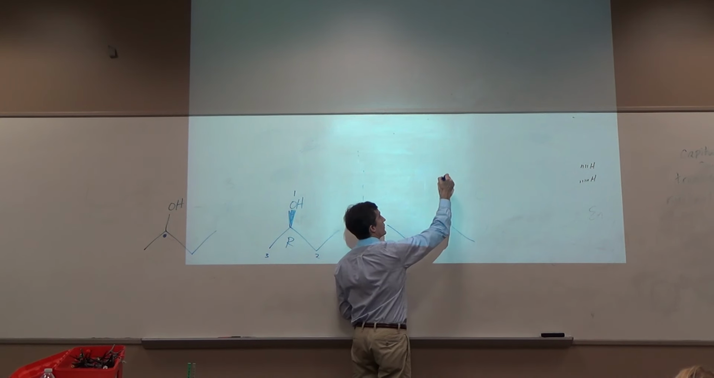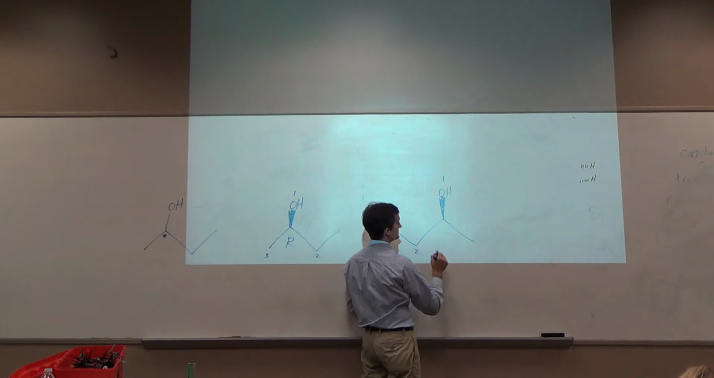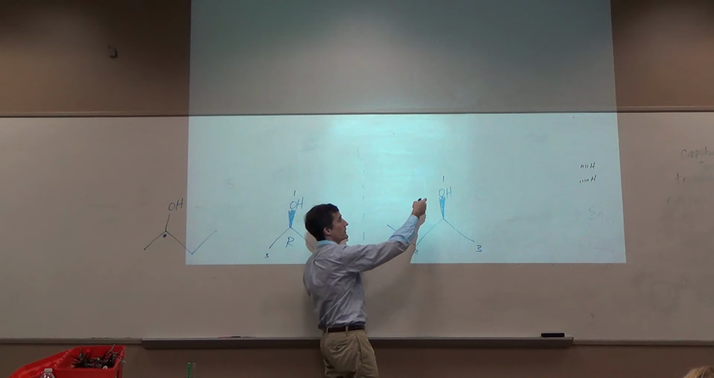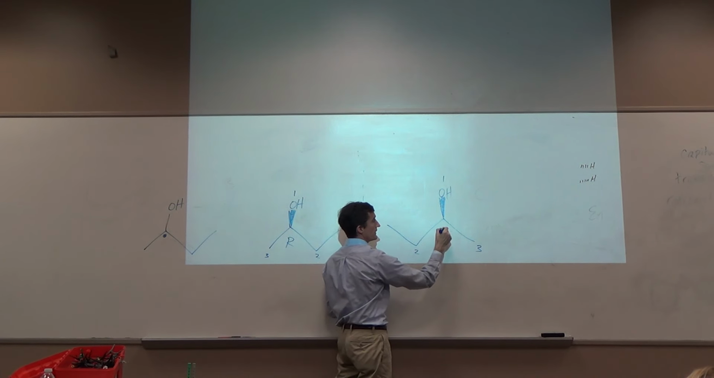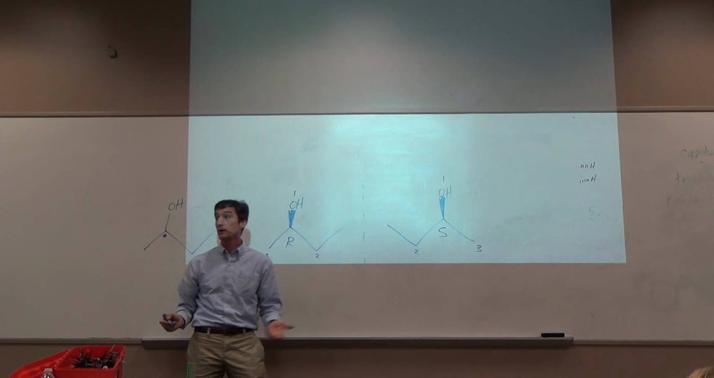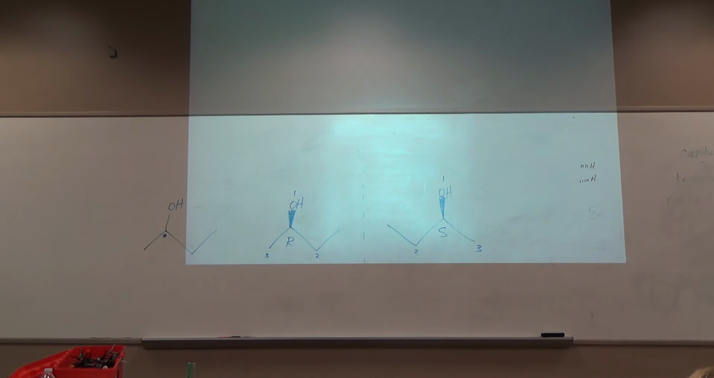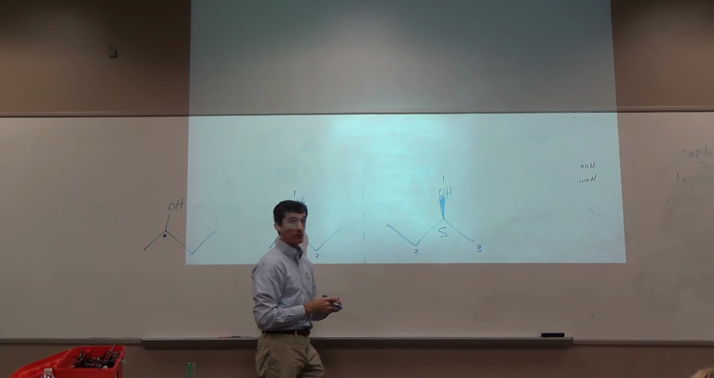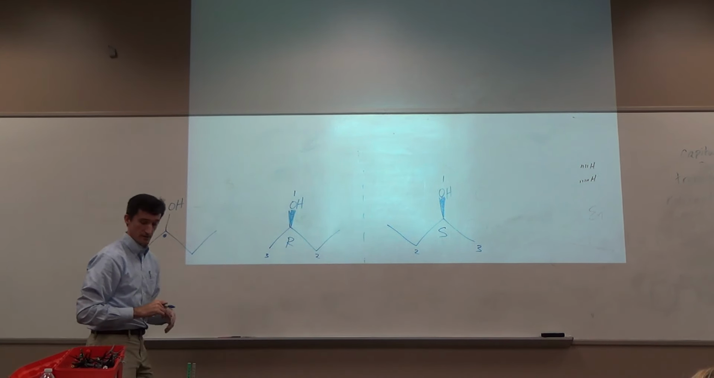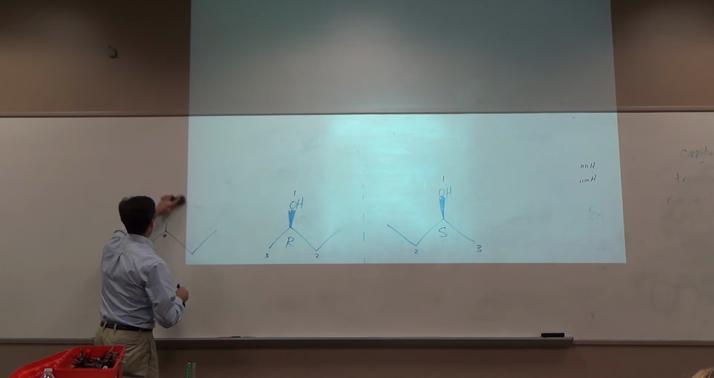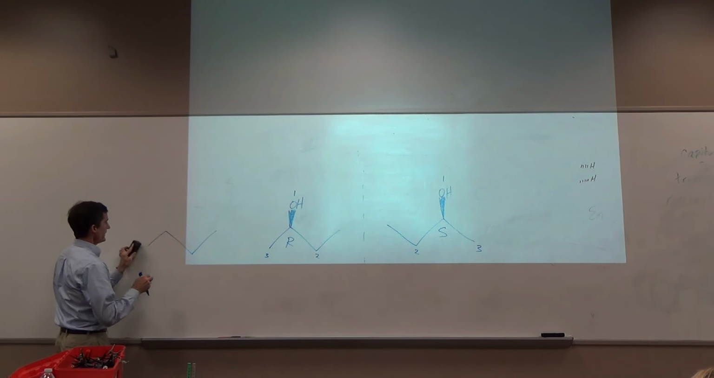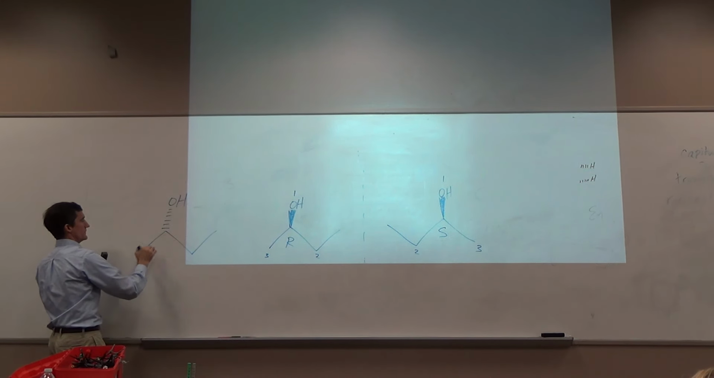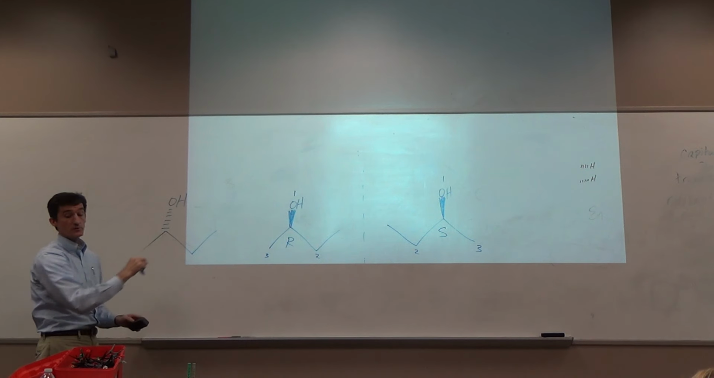Assign priorities. 1, 2, 3. O, right? Which way are we going? Counterclockwise, so it's S. It's like a right and left hand. Now there's another way to show S without showing what looks like a mirror image. What if I had drawn this with this going back?